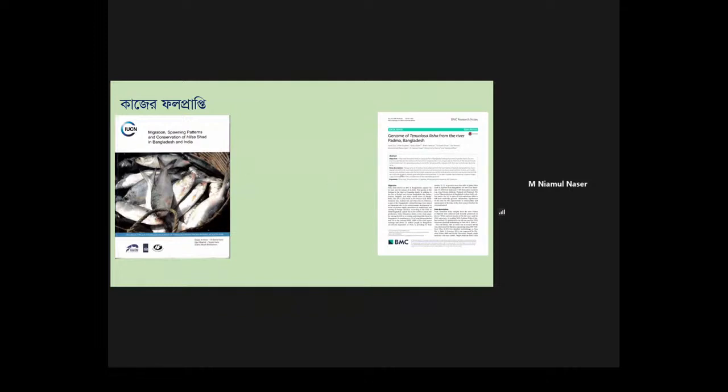And very recently, in 2018, we published the whole genome of Tenualosa ilisha from the river Padma. That was a very famous river for Hilsa. Though we sampled from different environments, we published the whole genome of Tenualosa ilisha from Padma. What we are doing right now is some more work to understand the genomic complexity of the fish.